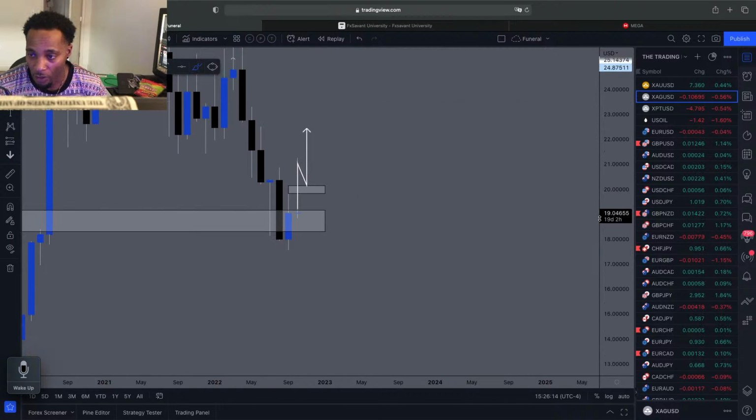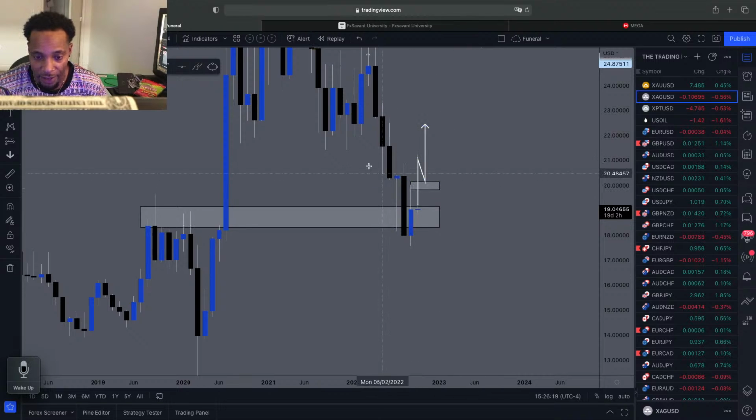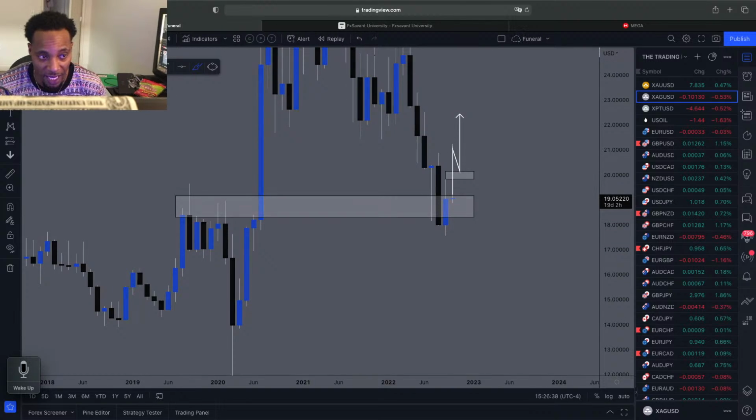We have XAGUSD from the monthly time frame. Now these are correlating pairs, commodities, so they will tend to look the same, but we've had not only one tap into this area, two taps into this area, but three taps into this area, creating a triple bottom. Also, this area is right at previous structure resistance that should now act as support. So we should see the continuation to the upside, and that's just simply from a monthly time frame.